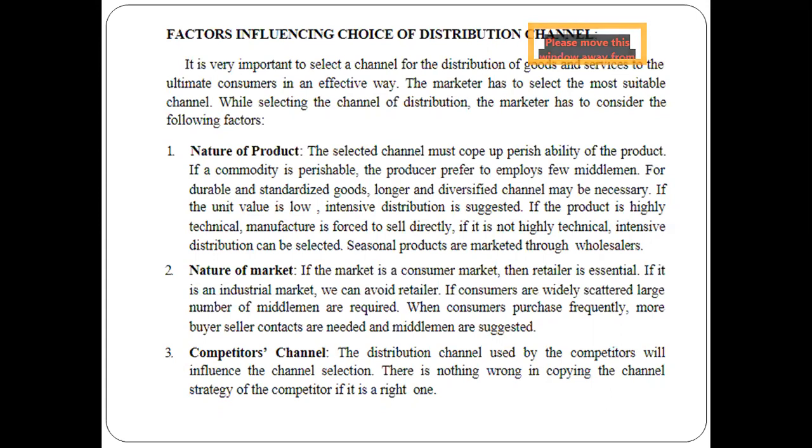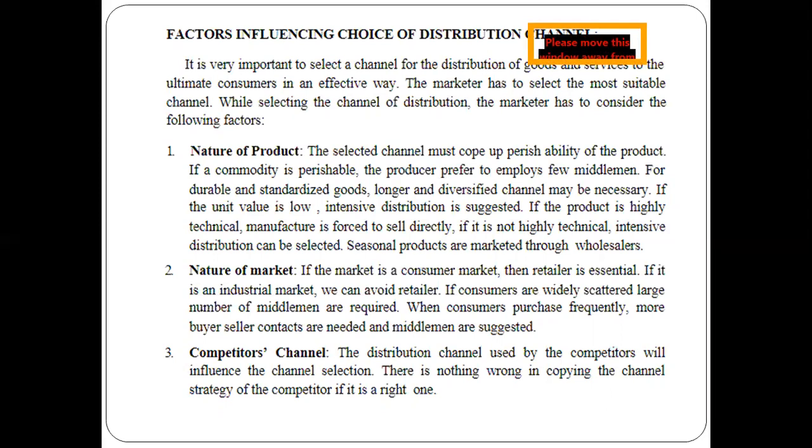If the market is a consumer market, then a retailer is essential. If it is an industrial market, we can avoid the retailer. If consumers are widely scattered, a large number of middlemen are required. When consumers purchase frequently, more buyer-seller contacts are needed, so middlemen are suggested.